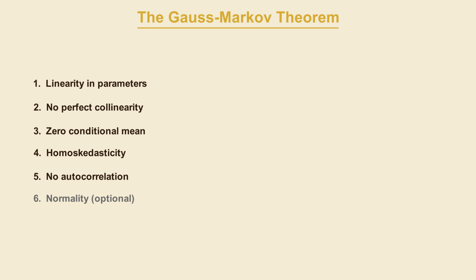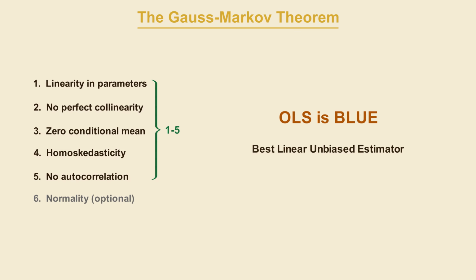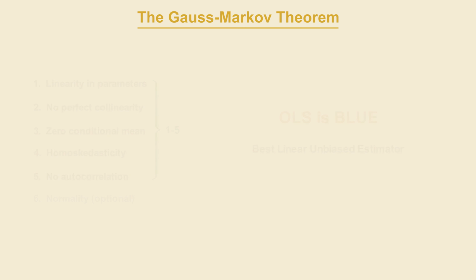So now let's get to the payoff. The Gauss-Markov theorem says that if the first 5 assumptions hold, then ordinary least squares is BLUE. That's an acronym. It's worth taking apart one letter at a time because each letter is a real claim. When we say that OLS is BLUE, we mean that it's the best linear unbiased estimator. Let's break all these down.